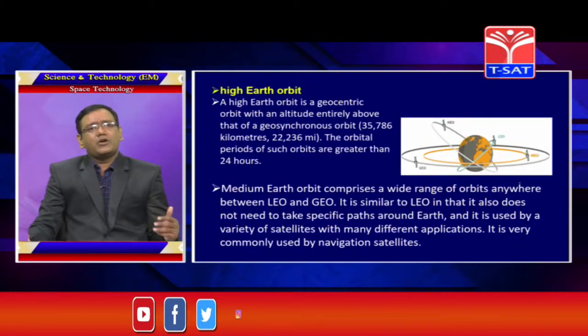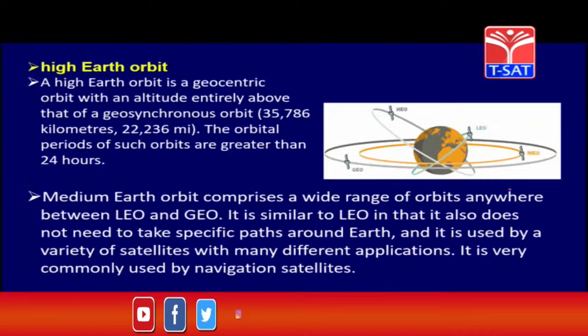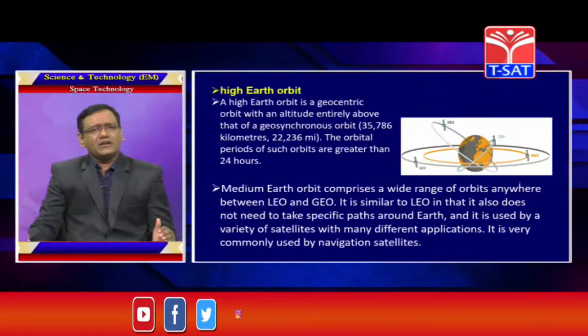So now let us talk about high Earth orbit. A high Earth orbit is a geocentric orbit with an altitude entirely above that of geosynchronous orbit. That is 35,786 kilometers. So any satellite above this 35,786 is called high Earth orbit. The orbital periods of such orbits are greater than 24 hours.